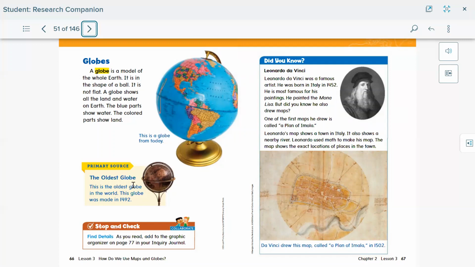All right. Let's see. Primary source, the oldest globe. This is the oldest globe in the world. This globe was made in 1492.